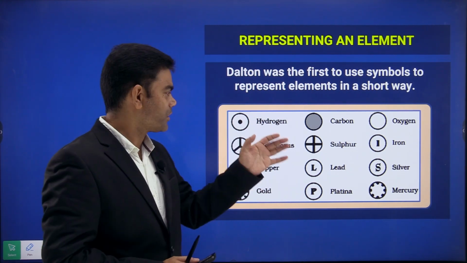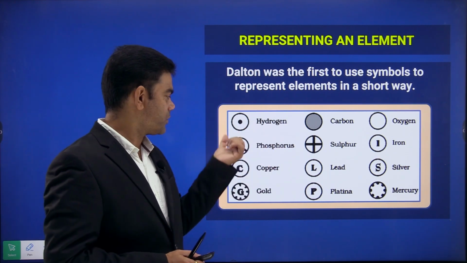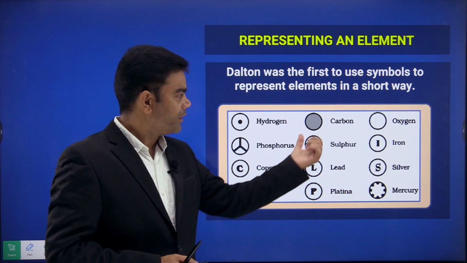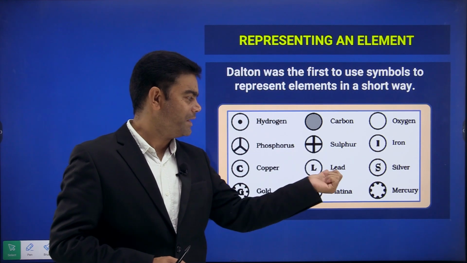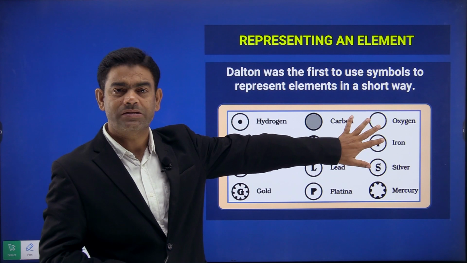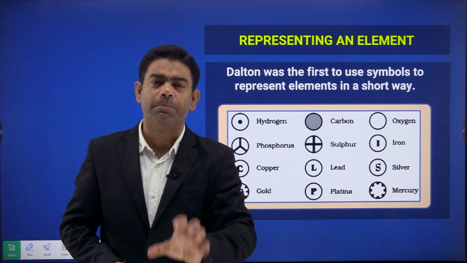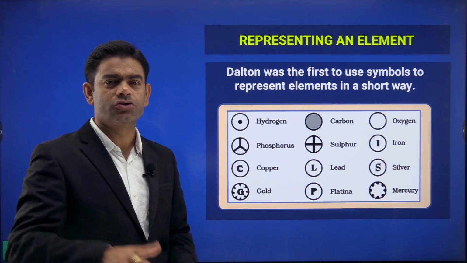A few of the symbols you can see over here. For hydrogen, he used a circle with a dot. For phosphorus, you can see a circle with three lines over here, copper with written C, gold with G, and carbon simply a patch, shaded black, sulfur a plus sign, lead L, platina with P, oxygen again a white circle, blank, iron with I, silver S. He started using symbols, but still symbols were creating some confusions over there.